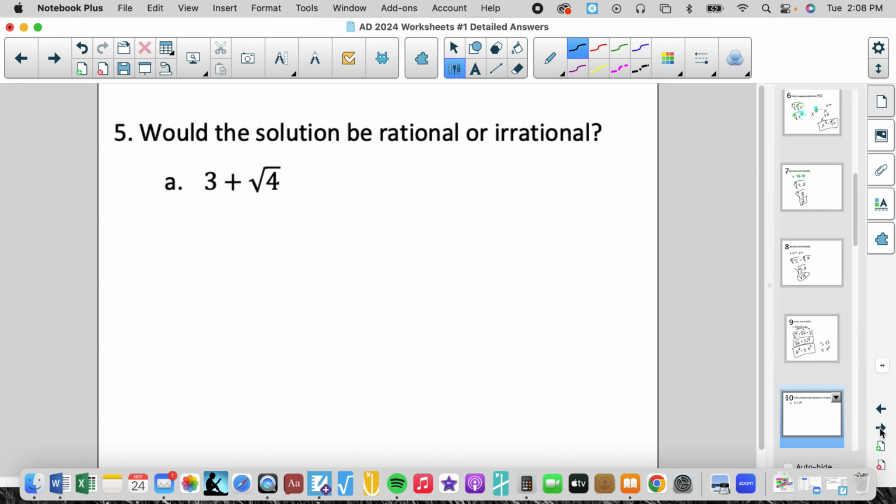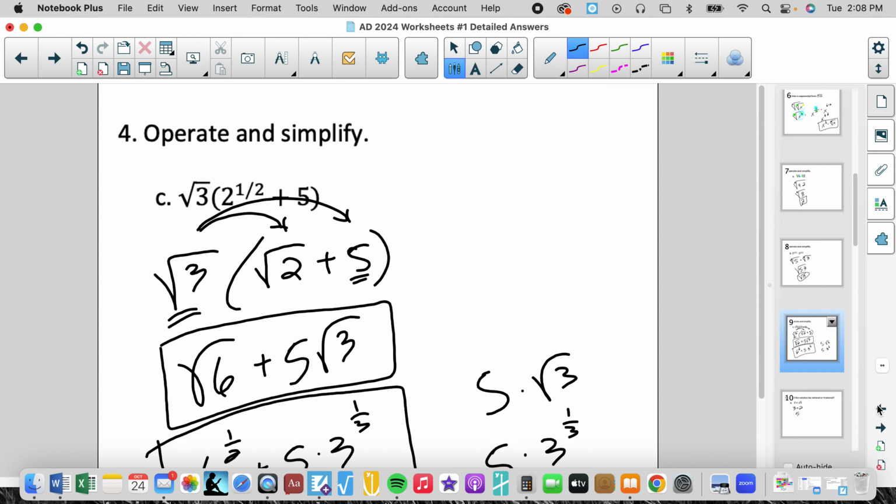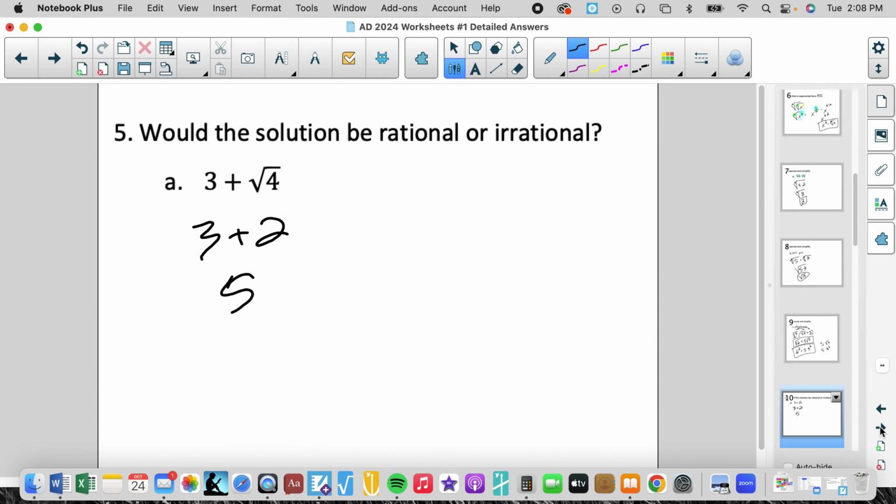That's an interesting one. 3 plus rad 4, oh, rational or irrational. Sorry, I didn't even read the directions. My bad. Oh no, that's the first question, that's why. Yeah, it asks to operate and simplify. I don't know what operate means, I've never seen that before, but I'm sure it just means to perform the operations. Would the solution be rational or irrational?